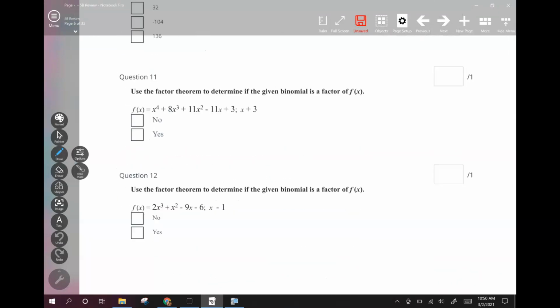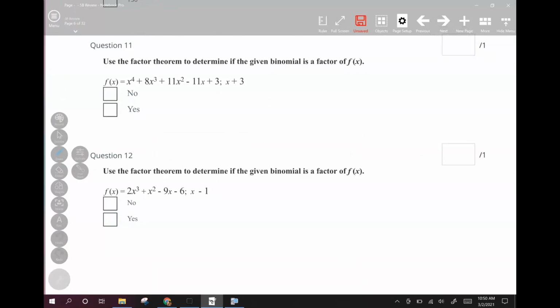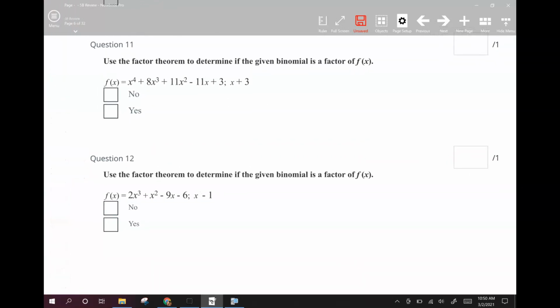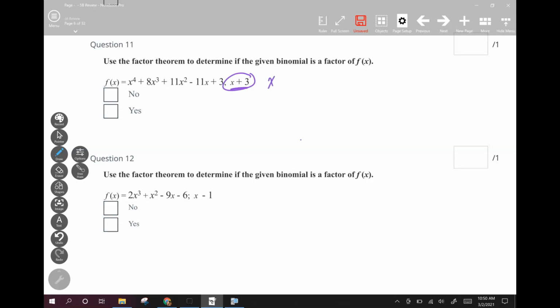Okay, nothing different here, remainder theorem. Now use the factor theorem to determine if a given binomial is a factor of f of x. So I'm trying to see, is x plus 3 a factor of f of x? Well, if I know the remainder tells me the value of the function, and if this is a factor, then x equals -3 should be a 0. X equals -3 should be a 0, which means it should give me 0 when I do synthetic division.